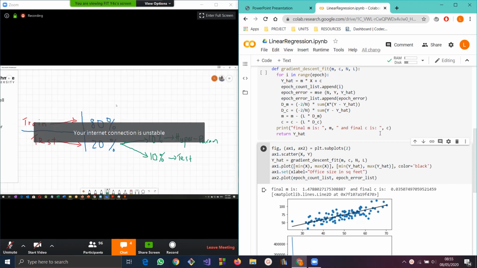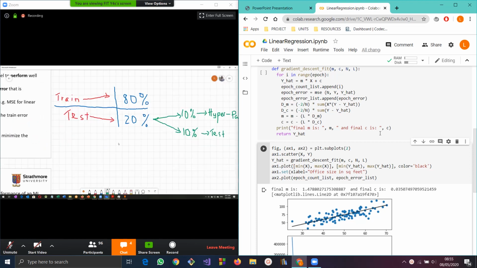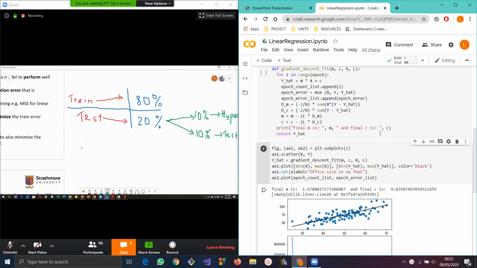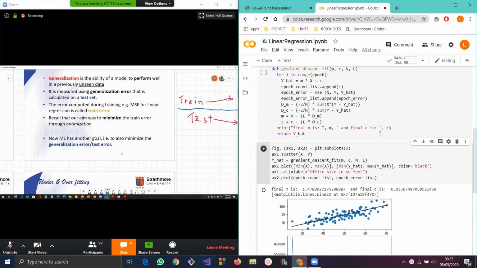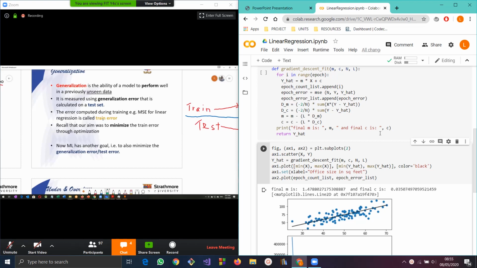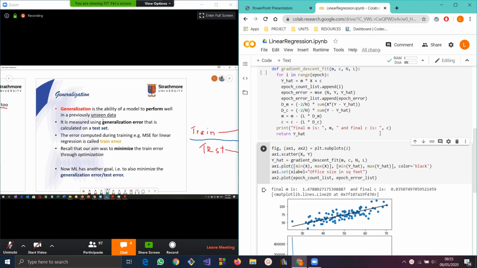Then there is something called cross-validation, which I will mention as we go by. So what is generalization? It is performance on the data set that you did not see during training. If you fit your model and it is supposed to perform well, but actually you're not doing well.